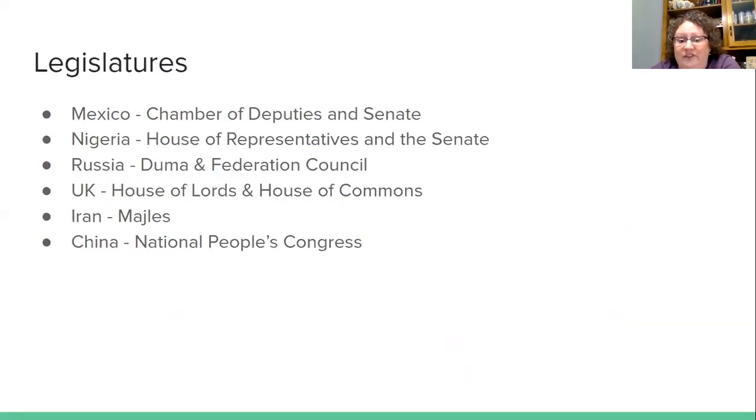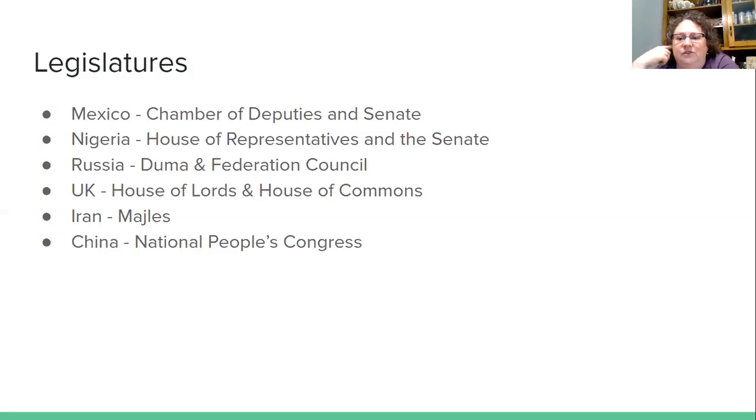Okay, the names of our legislatures. Some of our legislatures are bicameral, having two houses, the majority of them are, and then two of them are unicameral. So in Mexico, they function the same way the United States does, with pretty much the same powers. So if you have a strong US legislature knowledge, you're going to be fine with that. They have the Chamber of Deputies and the Senate, with the Senate doing a lot of the appointment approvals.